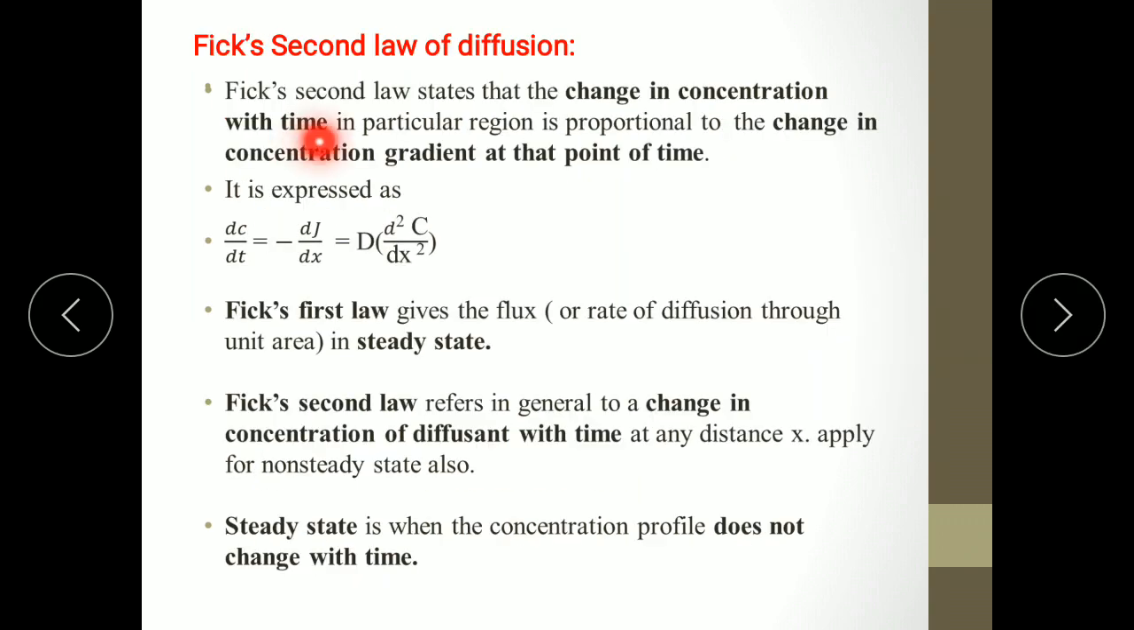Now Fick's second law states that the change in concentration with time in a particular region is proportional to the change in the concentration gradient at the point of time. Whatever change in the concentration with the time is in a particular region is proportional to the change in the concentration gradient.